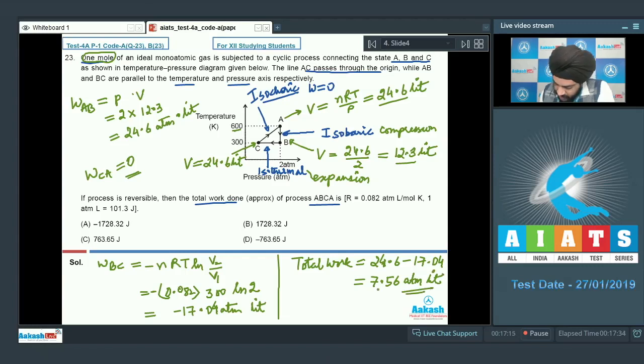And the total work shall be positive. And if this is converted into joules, we have to multiply it by 101.3. So it will approximately come out to be equal to 764 joules. Students, we can see that the correct answer to this question is given in option C. Let us look at question number 24 now.